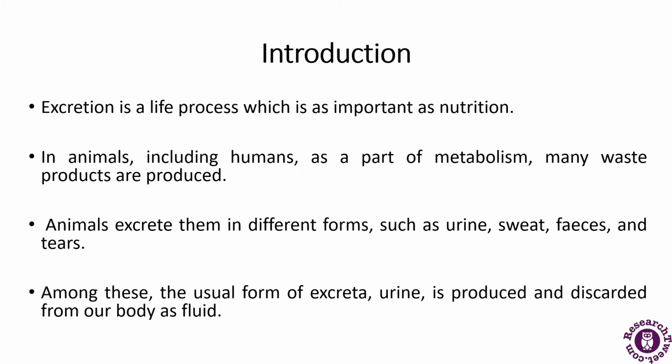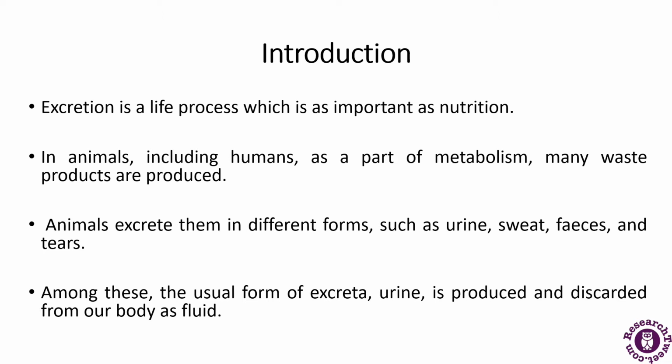Now we will first discuss the excretory system, or the process of excretion in the human body. So let's start with the first slide here. Excretion is a process which is as important as nutrition. In animals, which includes humans also, there is a part of metabolism and many waste products are produced there. Animals excrete in different forms. What are the different forms? They can be urine, sweat, feces and tears. So these are the different forms in which humans or animals excrete.